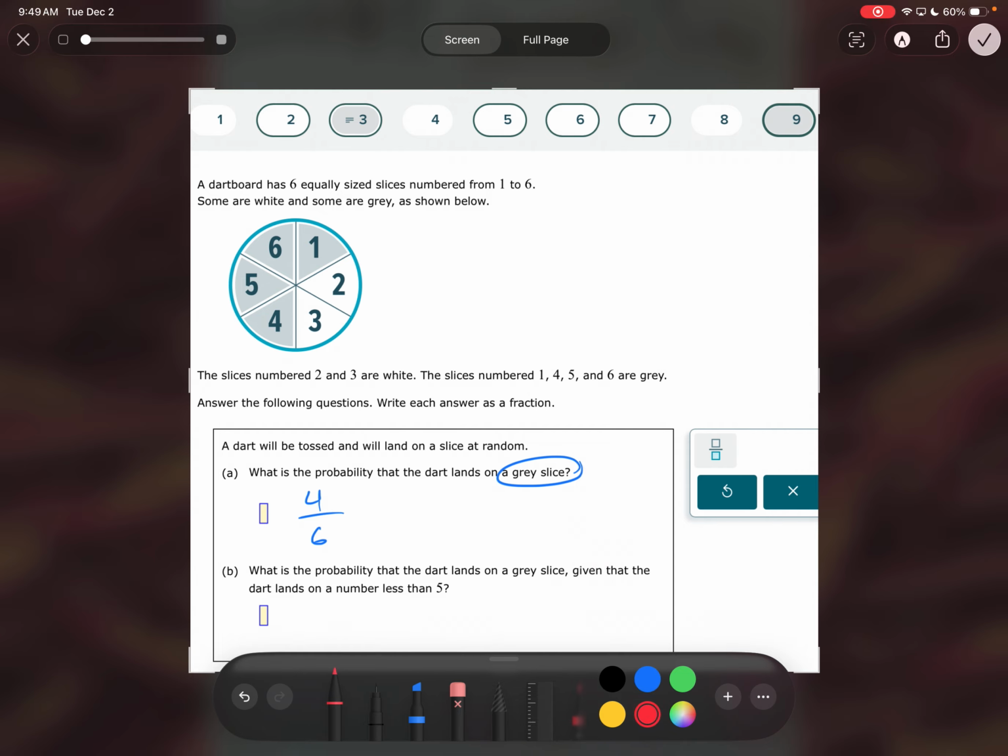Okay. What's the probability that a dart lands on a gray slice given, that's the key word there, given that the number is less than 5? So if I already know the number is less than 5, then I know it's not going to be one of those two, right? So that has changed my total amount. If I tell you the number is less than 5, then I'm only looking at 1 through 4. So the probability it lands on a gray out of 1 through 4 would be 2 out of 4, okay?